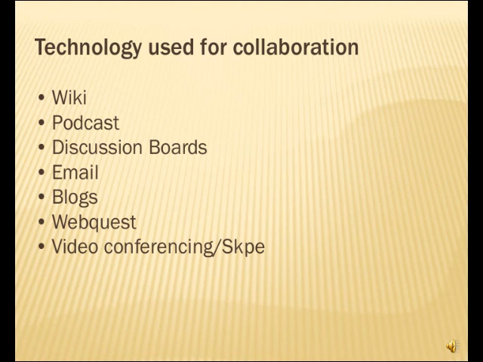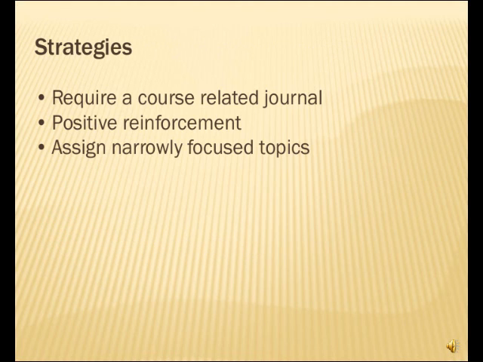Now, some strategies that a teacher or a facilitator could use for the student is to require a course-related journal, and we should also provide positive reinforcement when the student is using critical thinking to let them know they're doing critical thinking and they're doing a great job. And we should assign narrowly focused topics. So it will give the student an opportunity to critically think and to think outside of the proverbial box.